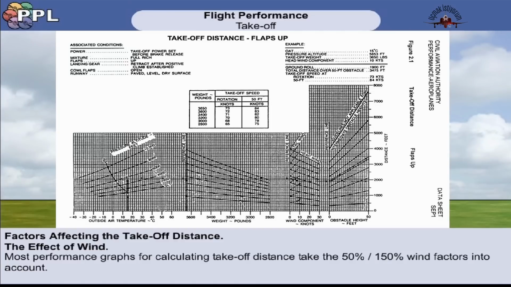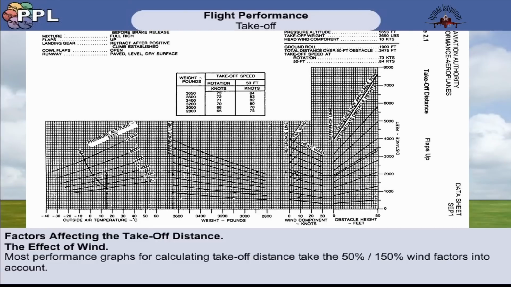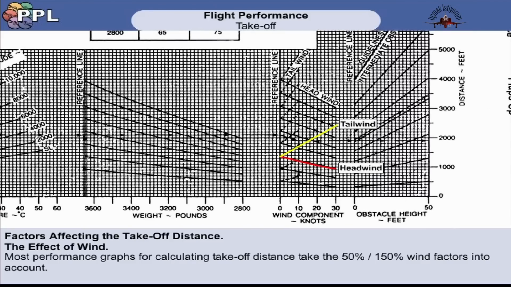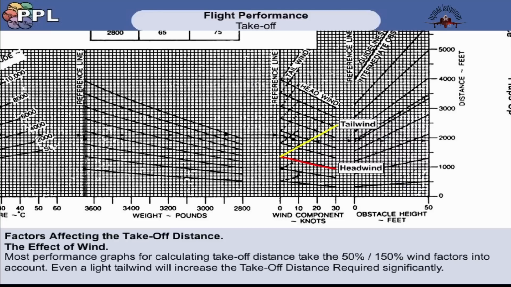Most performance graphs that calculate the takeoff distance have this recommendation already applied. The example shown here includes this. You will notice it because of the different slopes of the headwind and tailwind lines. Tailwinds have a greater effect on the distance than headwinds.